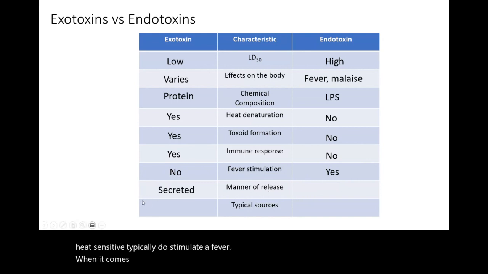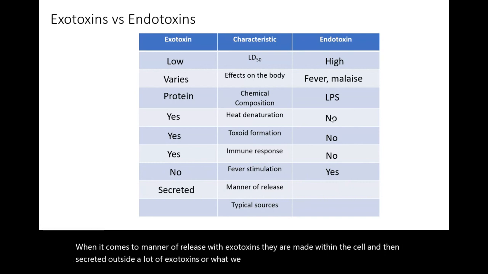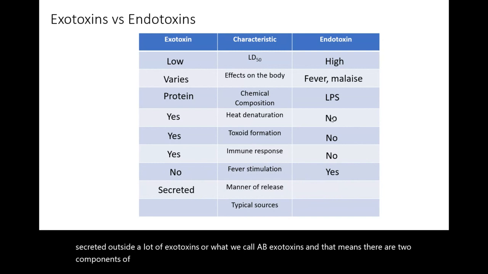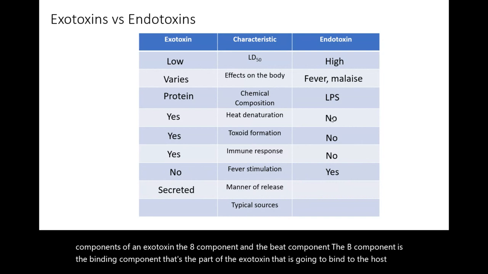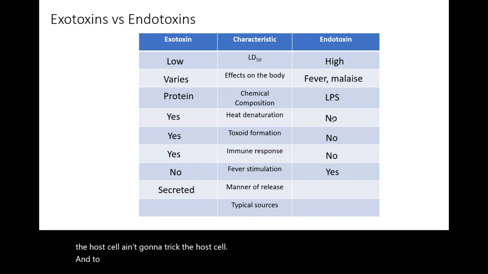When it comes to manner of release with exotoxins, they are made within the cell and then secreted outside. A lot of exotoxins are what we call AB exotoxins, and that means there are two components of an exotoxin, the A component and the B component. The B component is the binding component. That's the part of the exotoxin that is going to bind to the host cell and trick the host cell into taking in that toxin. Once the AB exotoxin gets inside of the host cell, the two components separate.